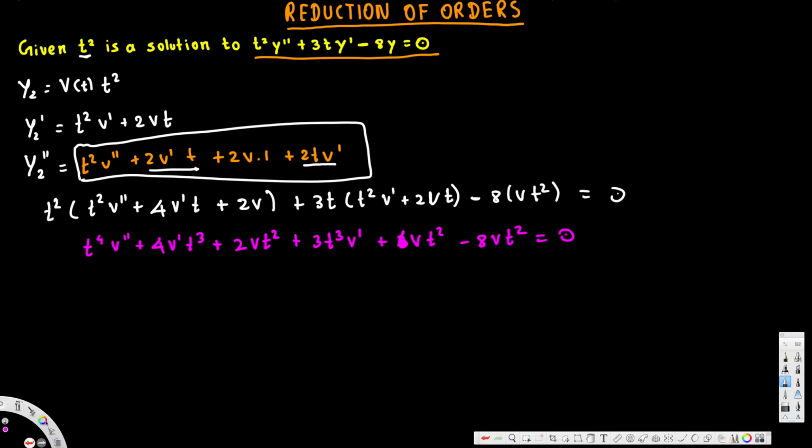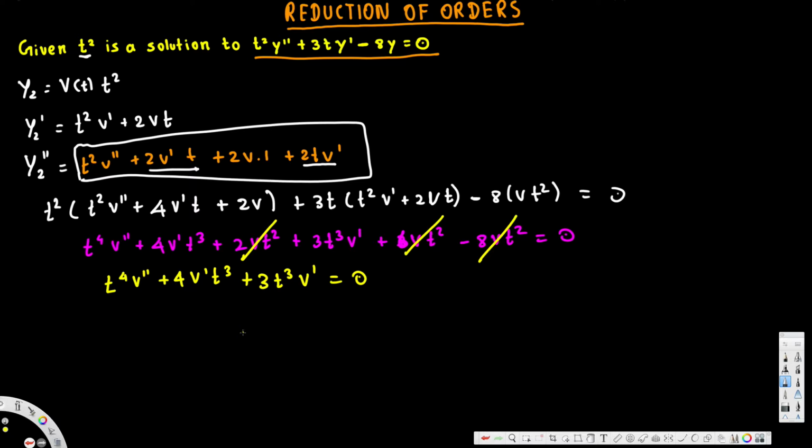Now here all the v terms should cancel: 8vt square, 6vt square, 2vt square. So we have the v terms cancelled. If it's not cancelling, there's something wrong. Here it's cancelling, so we are in a good position. Let's continue. This is going to be t power 4 v double prime plus 4v prime t cube, and then the next thing is 3t cube v prime, that's equal to 0.